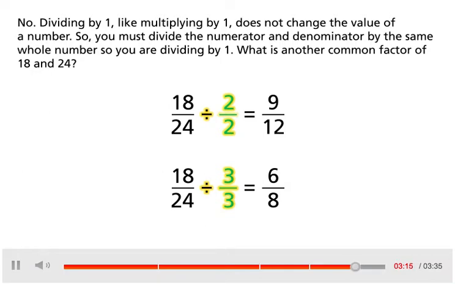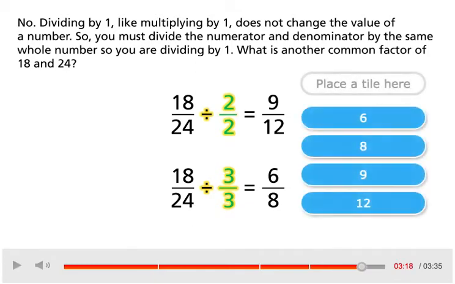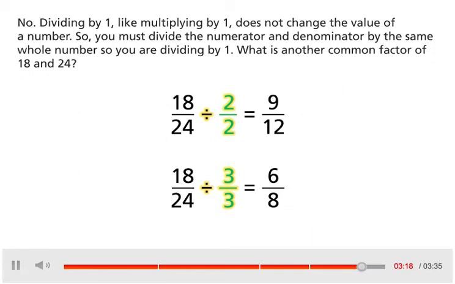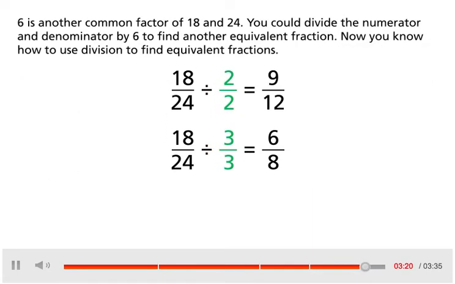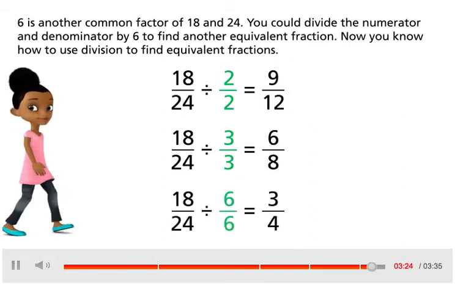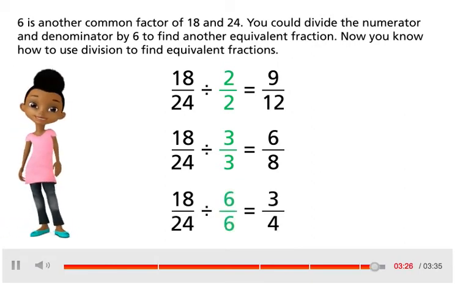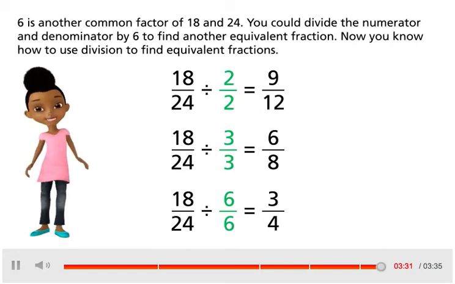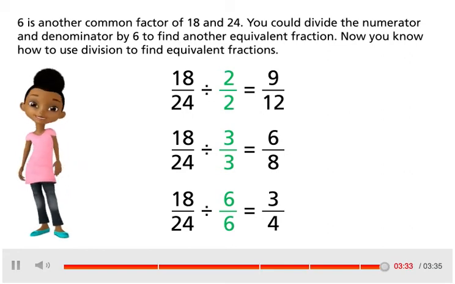What is another common factor of 18 and 24? Select your answer. 6 is another common factor of 18 and 24. You could divide the numerator and denominator by 6 to find another equivalent fraction. Now you know how to use division to find equivalent fractions.